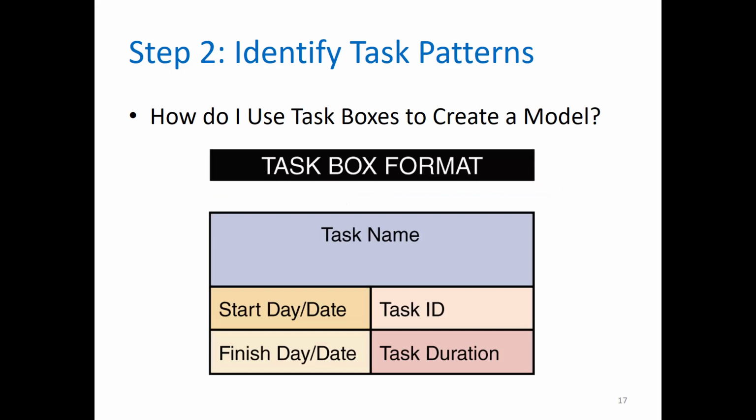How do I use task boxes to create a model? In a PERT or CPM chart, project tasks are shown in rectangular boxes arranged in the sequence in which they must be performed. Each rectangular box is called a task box and has 5 sections. Each section of the task box contains important information about the task, including the task name, task ID, task duration, start day or date, and finish day or date.